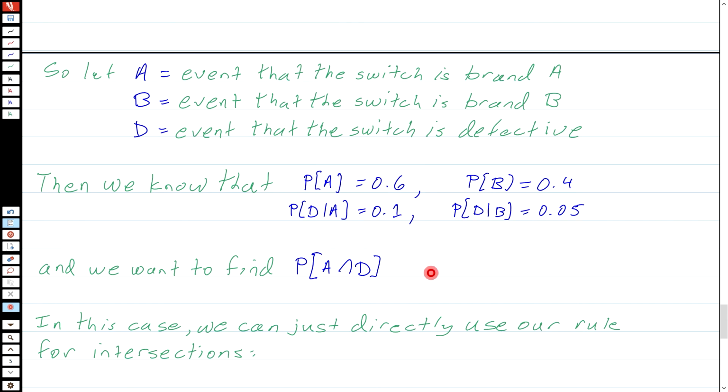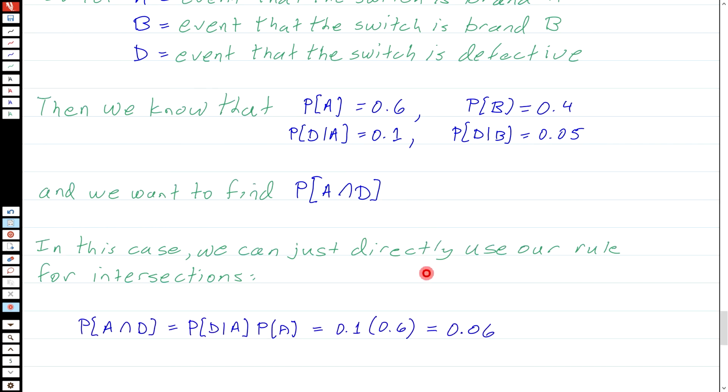And we're looking for a probability of A and D, so it's brand A and it's defective. For this case, we can just directly use our rule for intersections. Probability of A intersection D is probability of D given A, which is what we have up here, times probability of A, and we have that as well. If I had written this as probability of A given D times probability of D, I don't have that information given, so I have to turn it around and use it this way. But I know these numbers, so probability of A and D is 6%. And that ends this lecture.